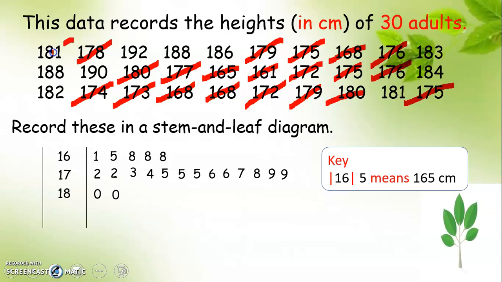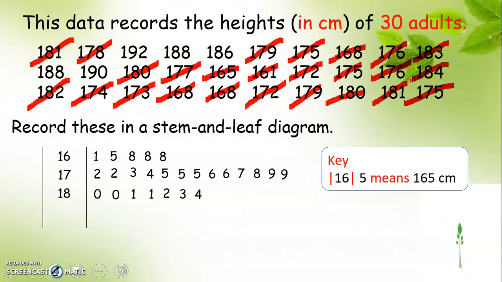Next is 181. We also have two 181, so I will put the 1 twice. Next is 182, so I will put just 2. Next to it is 183, so I will put just 3. And then 184 next to it. As you see, I arrange it in order from the lowest data to the highest data.